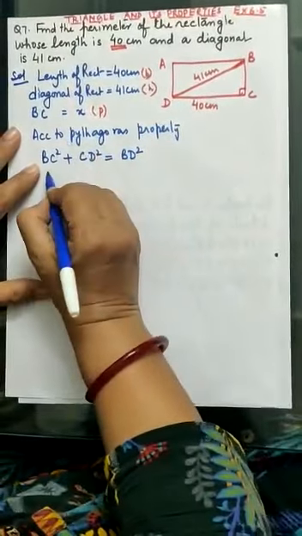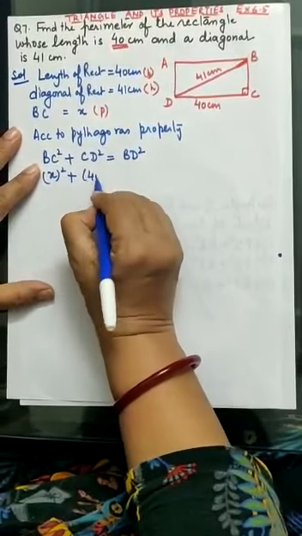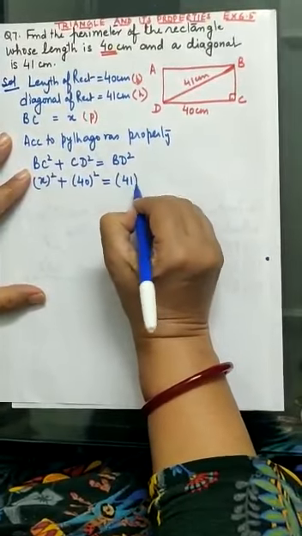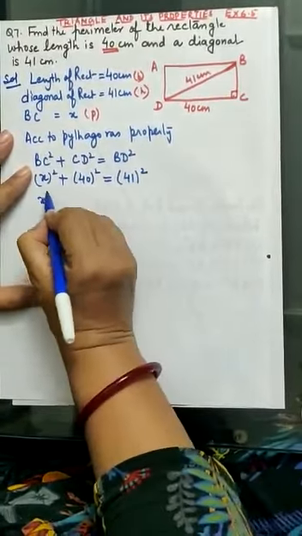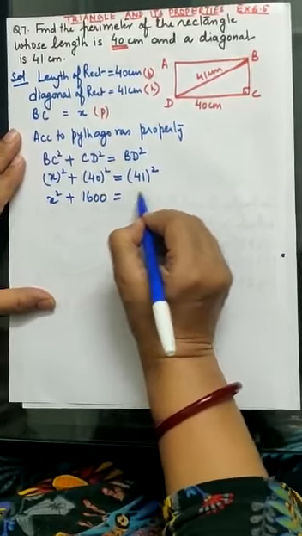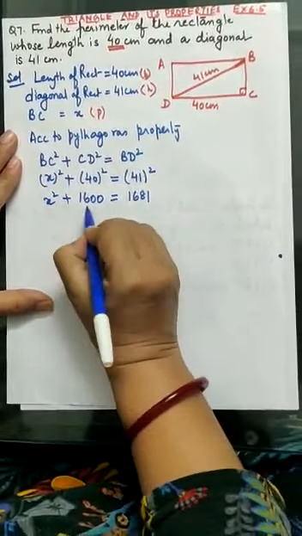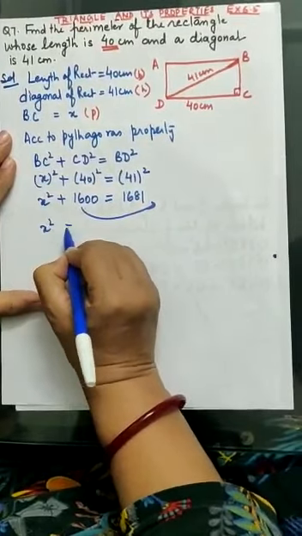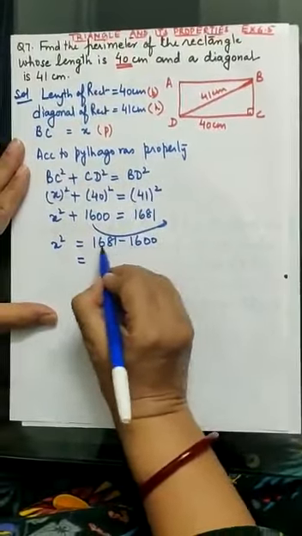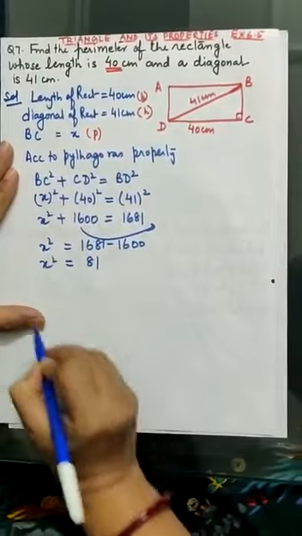Now BC square you do not know, you write it here, X square. Now CD is 40, that is 40 square. BD is 41, so this is 41 square. Now X square, 40 square means 40 into 40, which is equal to 1600. 41 square is 41 into 41, which is equal to 1681. Now this shifts here, so X square is equal to 1681 minus 1600. When you subtract these two, you get 81. So X square is 81.